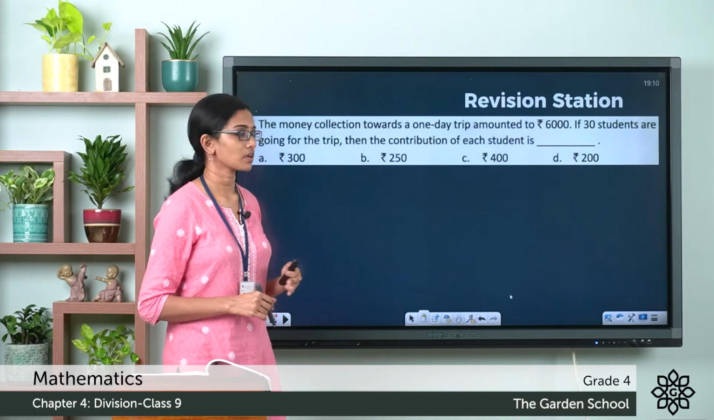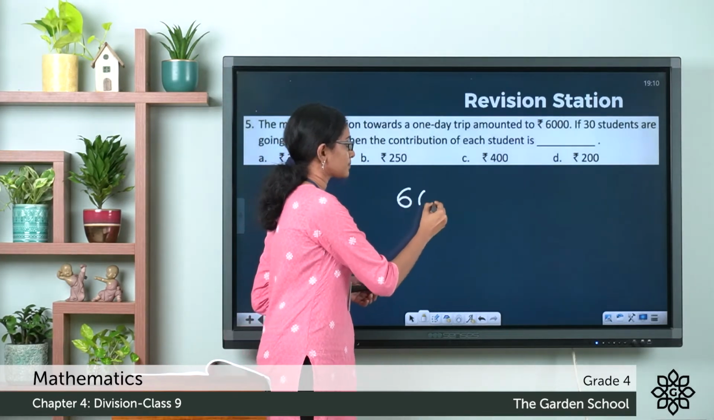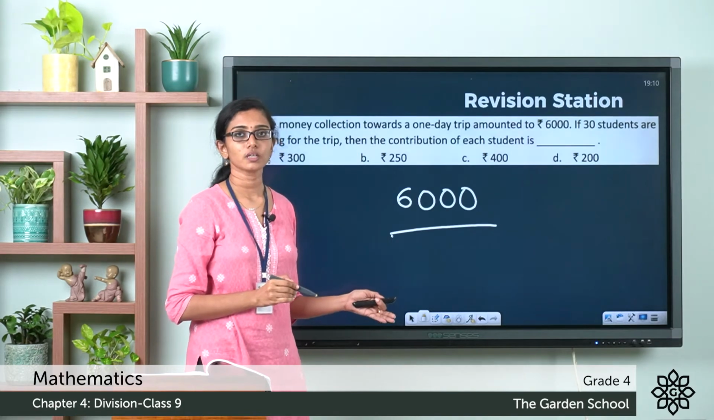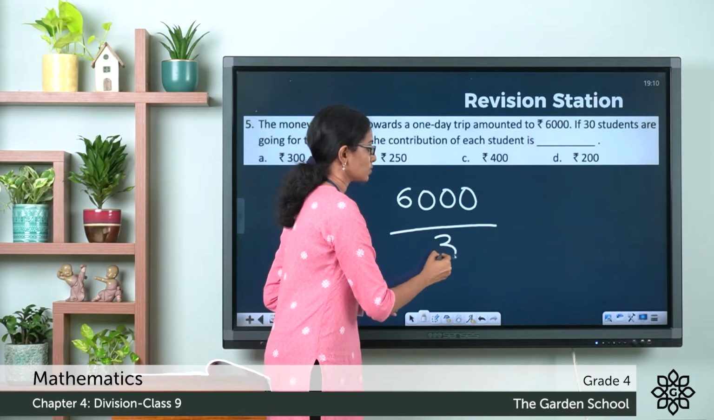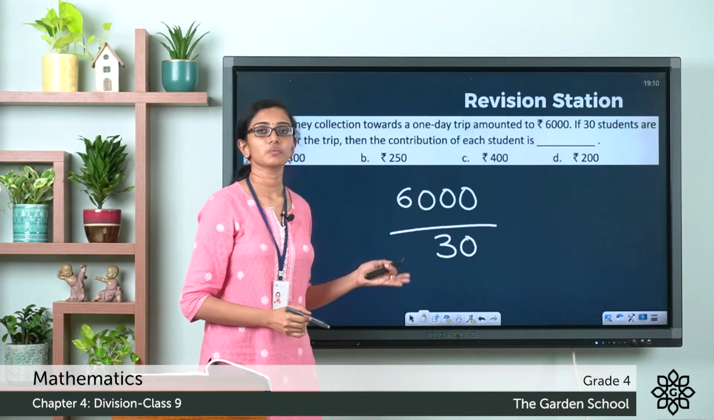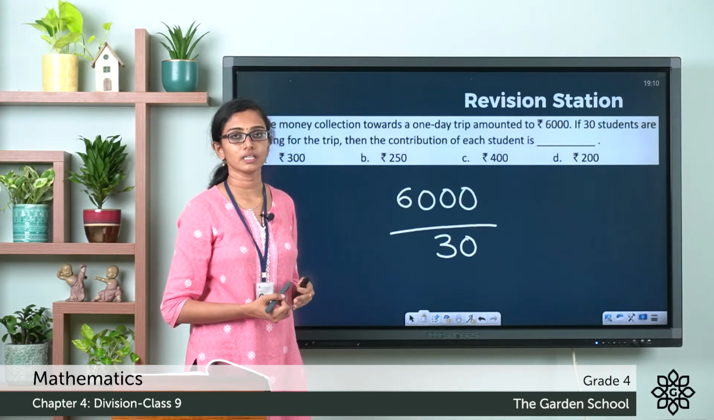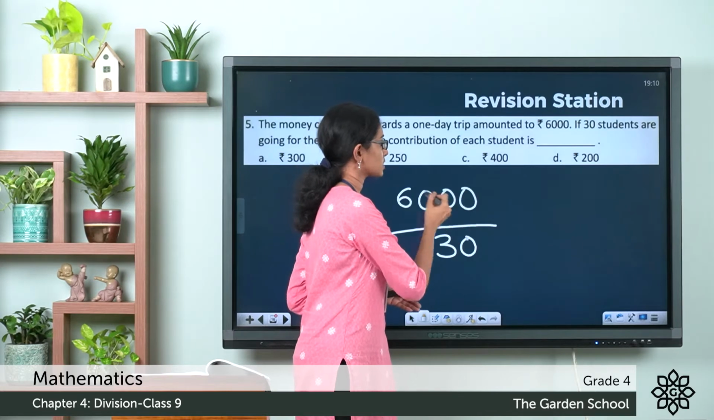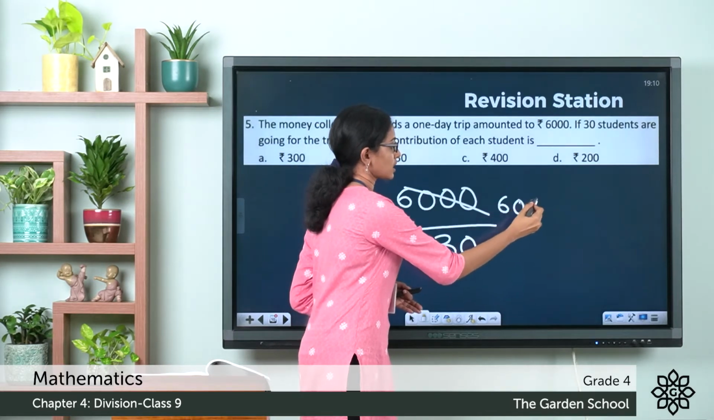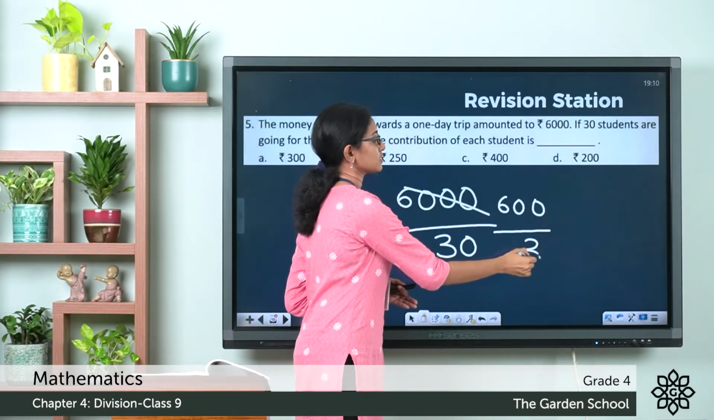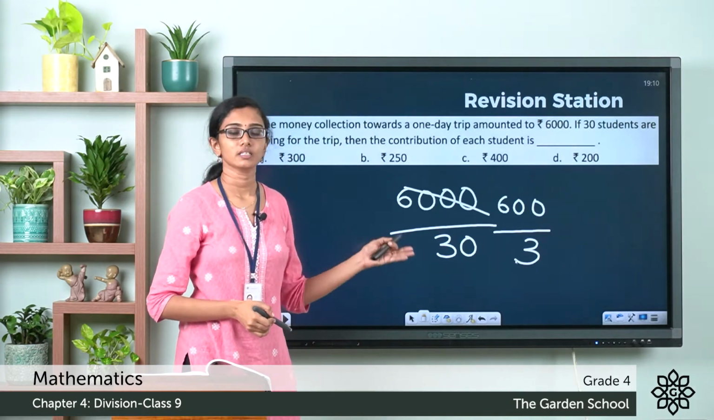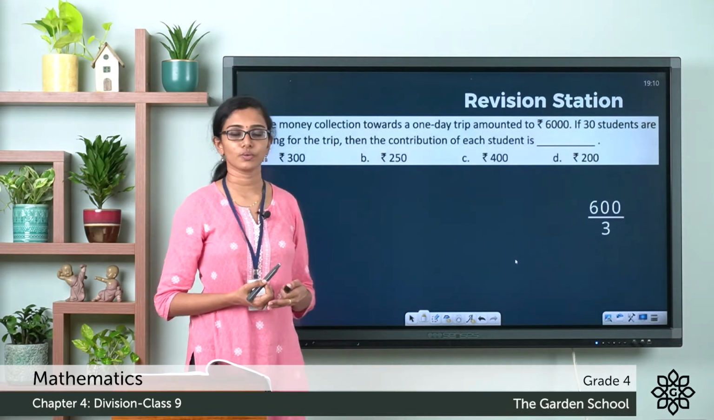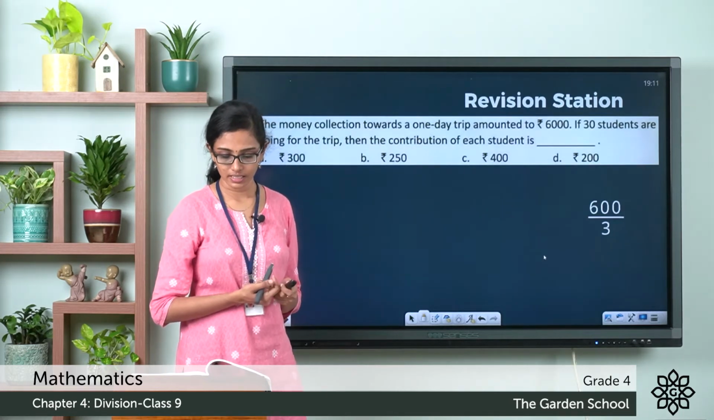How do we find it out? We know the total amount collected, which is equal to 6000. The total number of students is equal to 30. So the amount each one contributed will be 6000 divided by 30. Let's cancel out using the common factor 10. So this becomes 600 divided by 3, and the result of this division will give you the amount contributed by each student. Now let's discuss the next question.